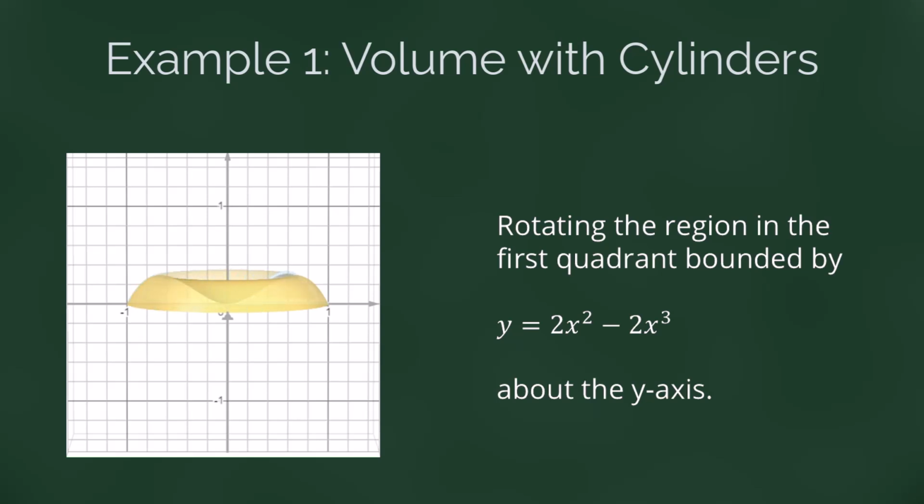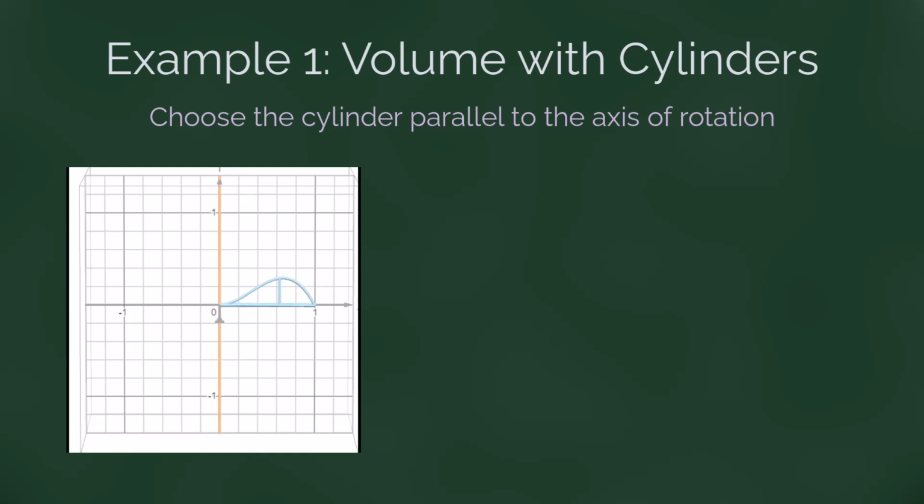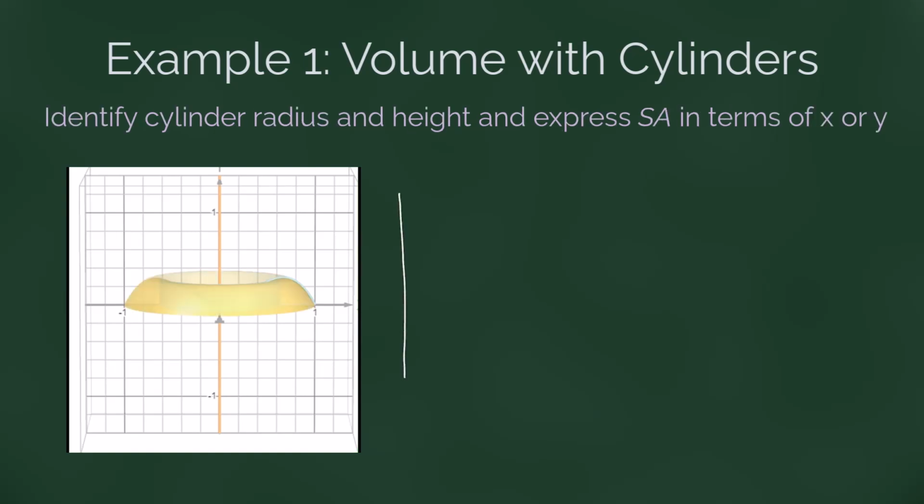Let's apply our strategy to see if we can calculate the volume that we create when we rotate the region in the first quadrant, bounded by the graph of 2x squared minus 2x cubed, around the y-axis. First, we need to choose our cylinder. We're going to choose it parallel to the y-axis, which is going to generate a cylinder similar to the one you can see in the animation. Now we need to identify formulas for the height and radius of that cylinder in order to come up with a formula for the surface area.